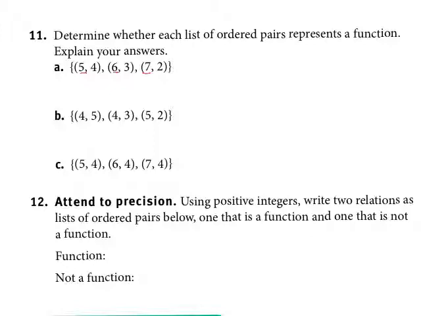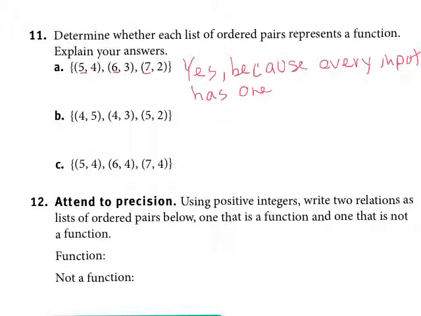What's 5's output? 4. What's 6's output? 3. And what's 7's output? 2. So every single one of those inputs has exactly one output. So is this a function or not? I would say yes, because every input has one output. All right, you guys do B and C together with your partners.